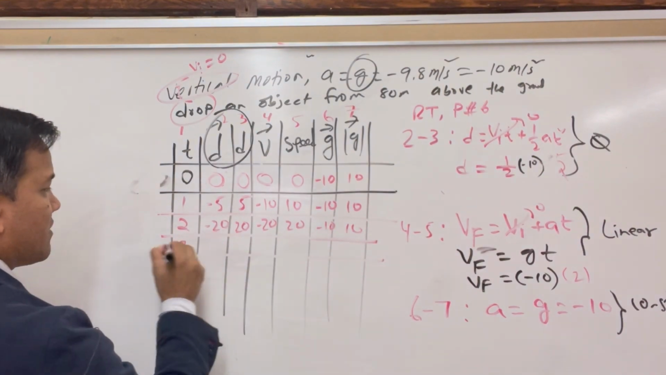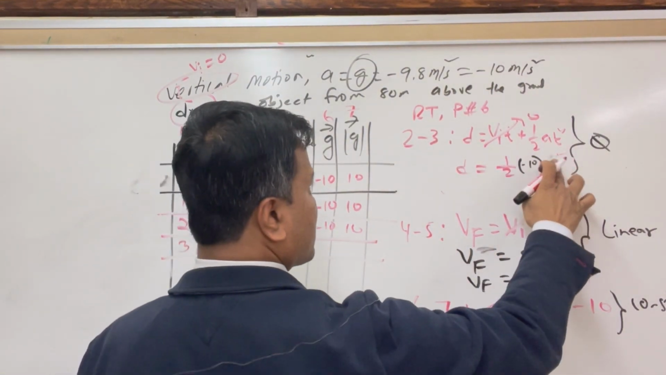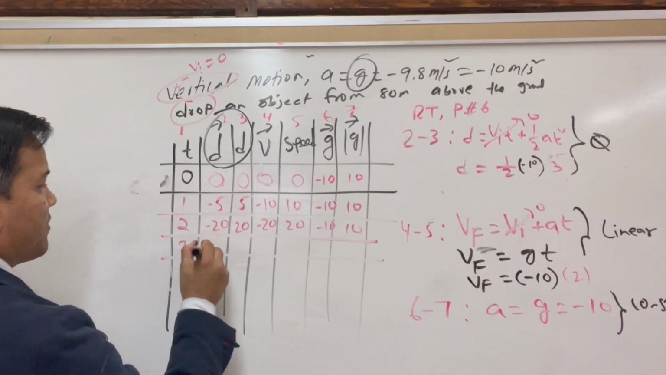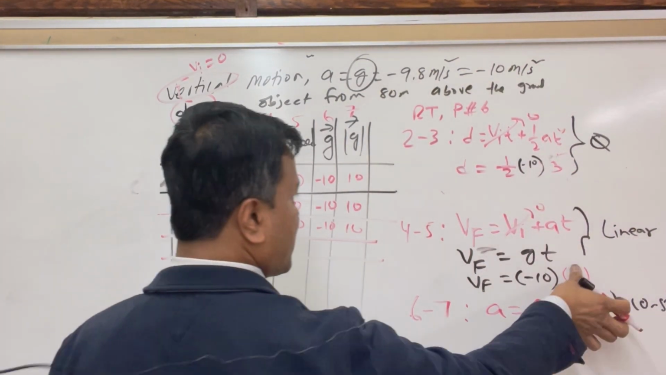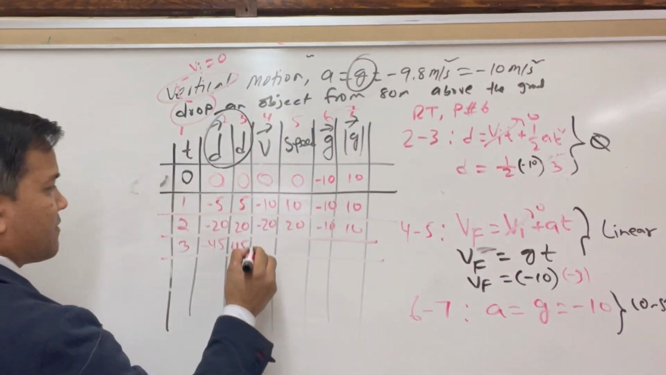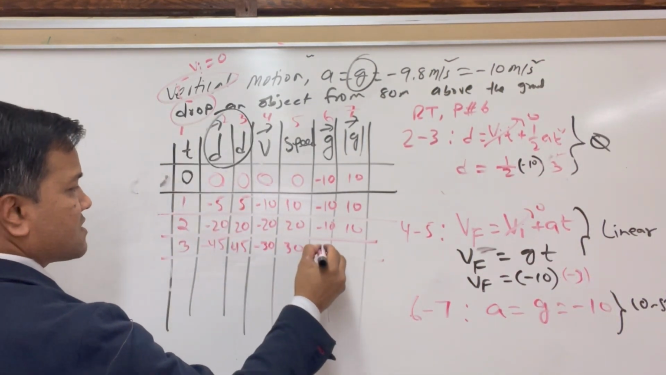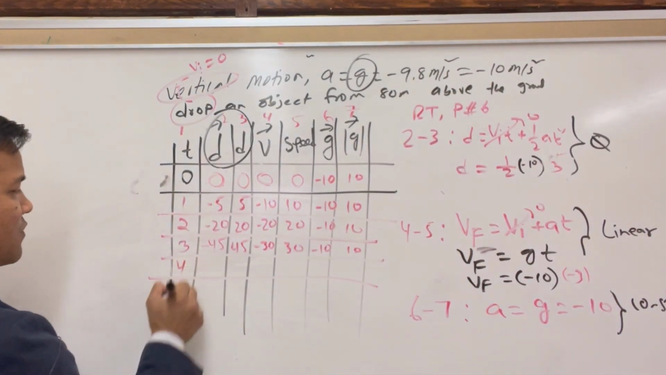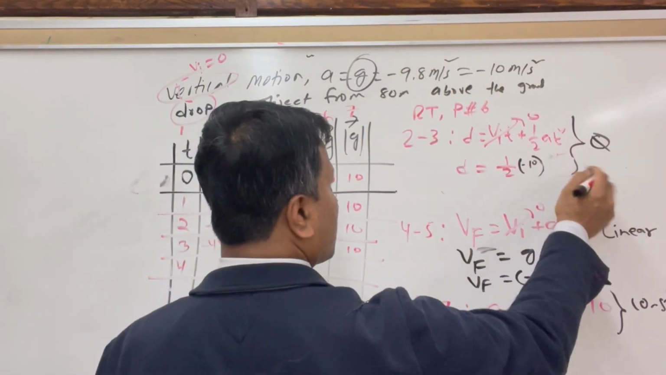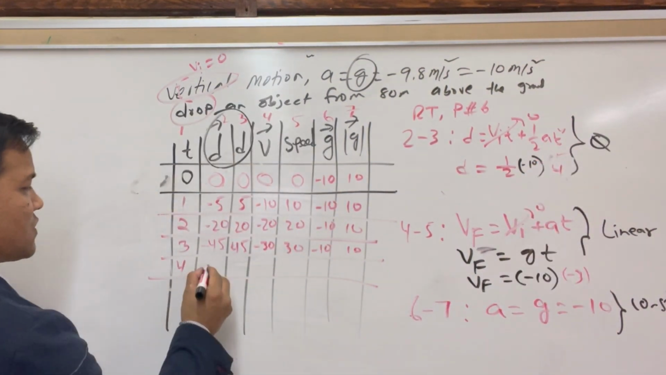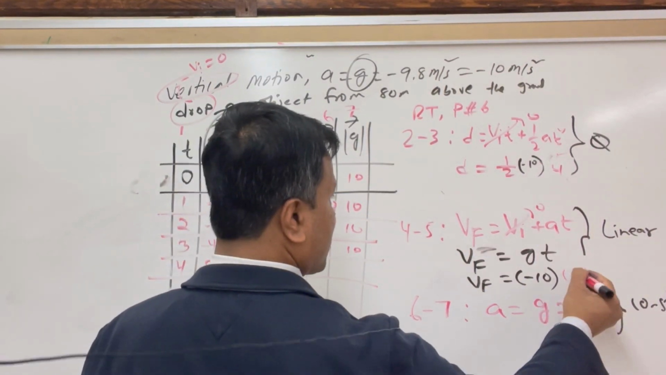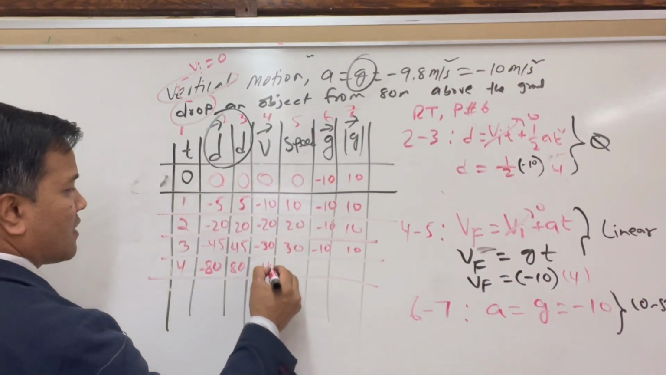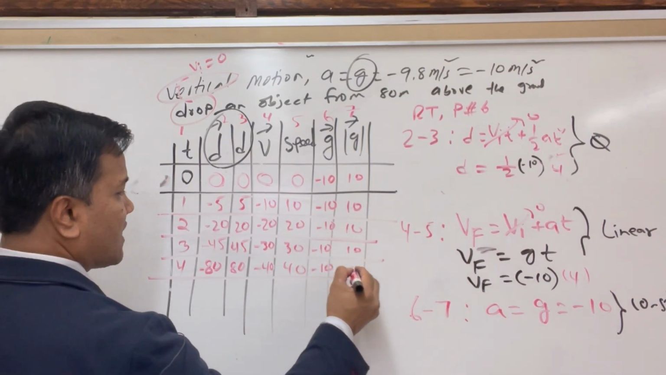Now 3 seconds. If you put 3 over here, what do you get? -45. Then absolute value of -45 is 45. If you put 3 over here, what do you get? -30, so 30. And this is -10, and this is 10. Of course, now 4 seconds. If you put 4 over here, you get exactly -80, and this is 80. And if you put 4 over here, you get -40, and of course 40, and -10, and -10.